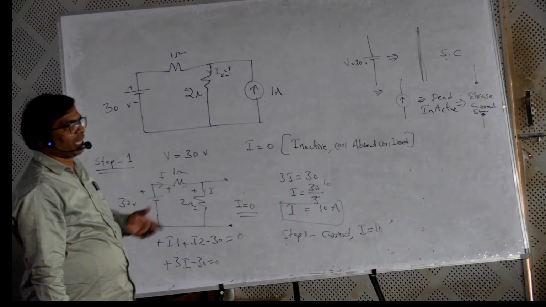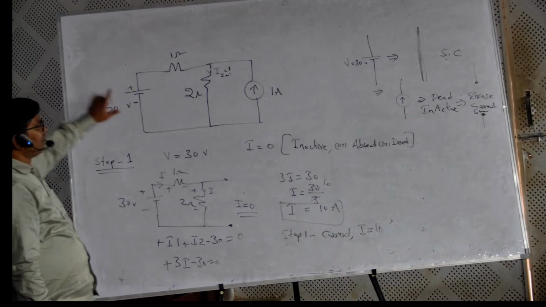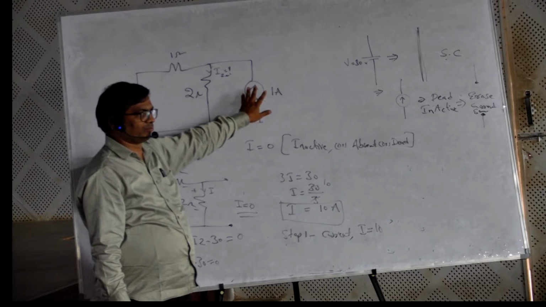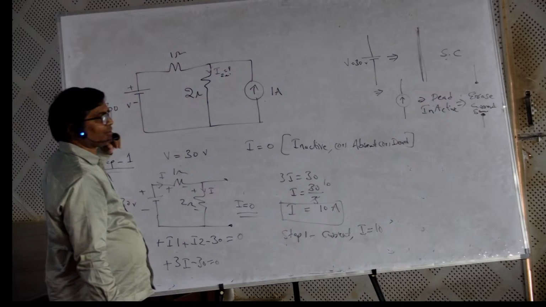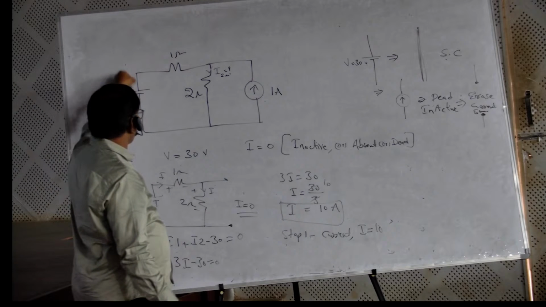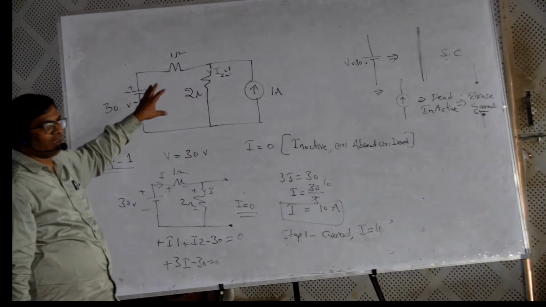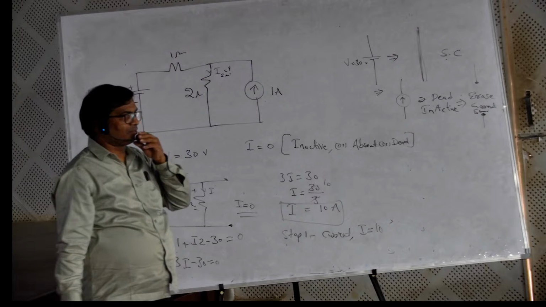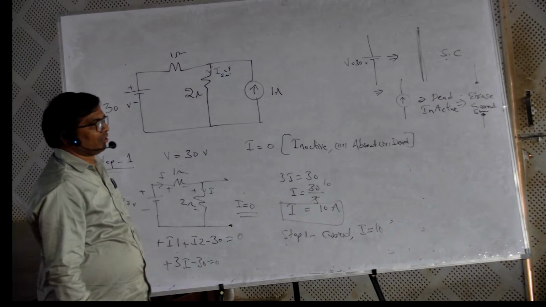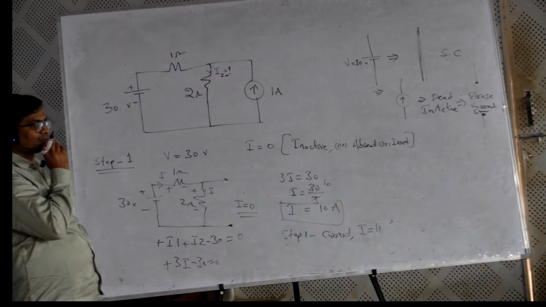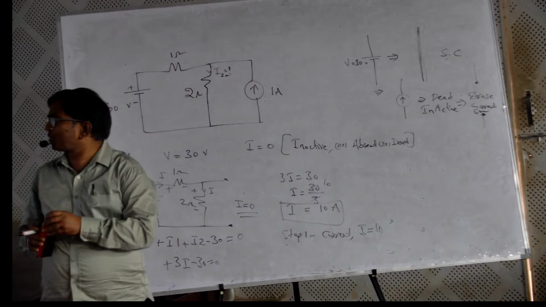Next step, the current source is present and the voltage source is absent. It means the 1 amp source is available. The voltage source is short circuited. What is the meaning? Draw the line. So the circuit will be remodified. Find out what is the current in the 2 ohm resistor. How can you find out the current in the 2 ohm resistor?